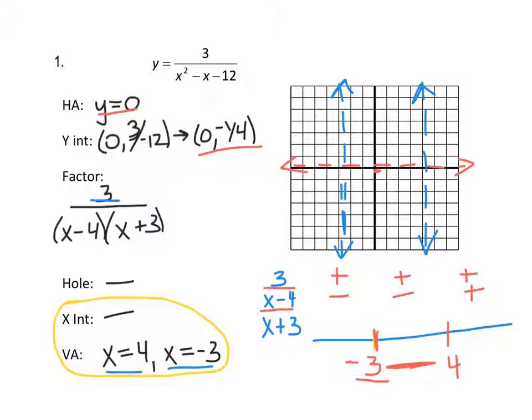And now I'm going to do the same thing with x plus 3. So if I plug in something really big and negative, like negative 100, negative 100 plus 3 is a negative number. Then we said 0 is between negative 3 and 4, so 0 plus 3 is positive. And then a really big positive number is going to make that positive.